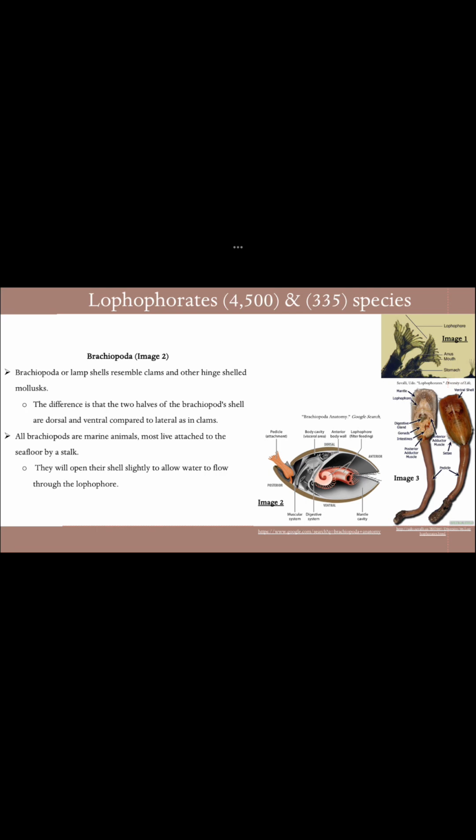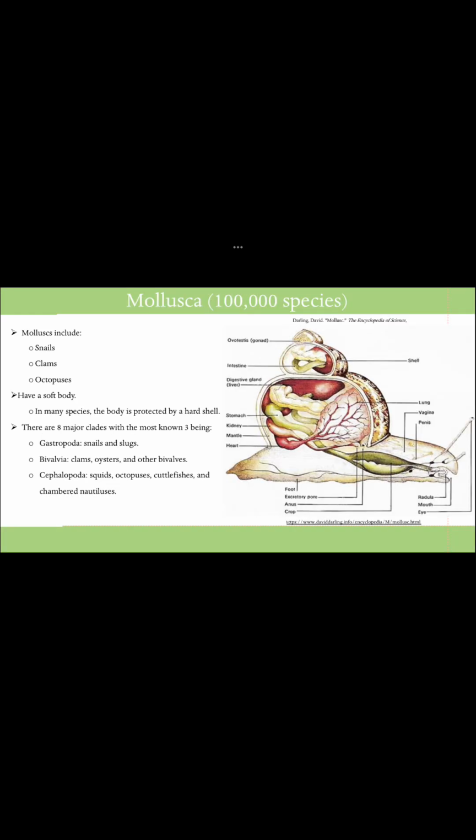Most live attached to the seafloor by a stalk. They will open their shell slightly to allow water to flow in through the lophophore. Mollusca has 100,000 species. Mollusks include snails, clams, and octopuses. They have a soft body, and in many species, the body is protected by a hard shell. There are 8 major clades, with the most known 3 being Gastropoda, which are snails and slugs, Bivalvia, which are clams, oysters, and other bivalves, and Cephalopoda, which are squids, octopuses, cuttlefish, and chambered nautiluses.